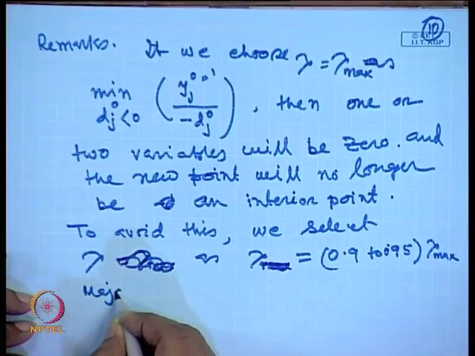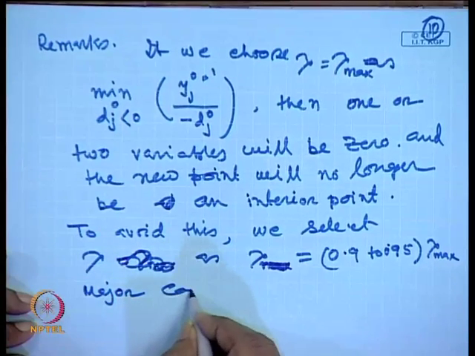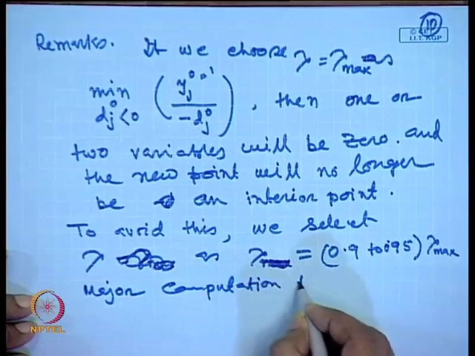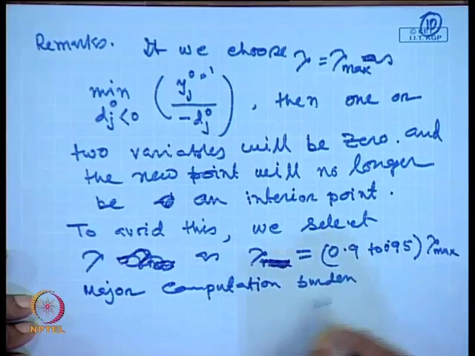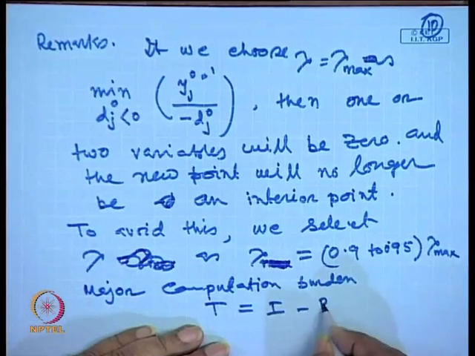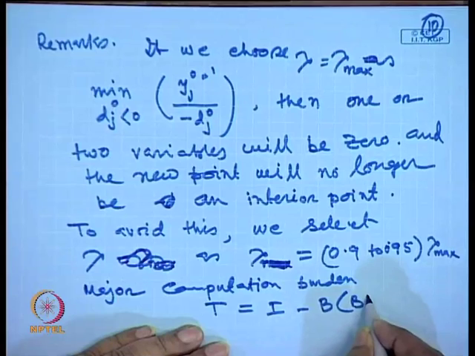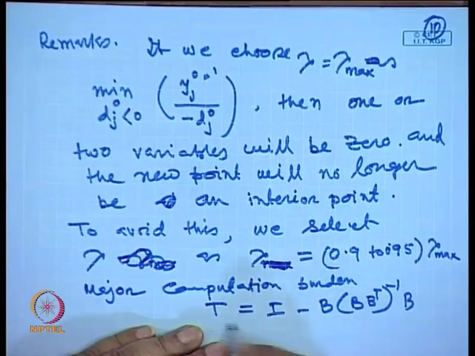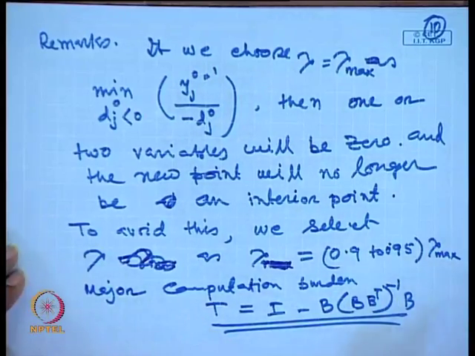So, if you look at this one, our major computation burden is to compute that one, I minus B transpose (B B transpose) whole inverse B. This is the major computation involved in this process.